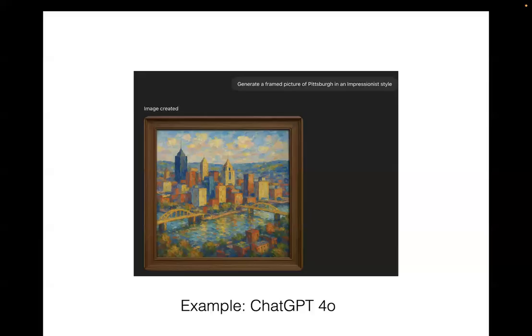Okay, so here's a now kind of outdated screenshot. This is from ChatGPT, GPT 4.0, which is the old version. But here the idea is, I said generate a framed picture of Pittsburgh in an impressionist style, and it was able to produce this picture. And of course, ChatGPT can produce text. So we're not necessarily going to go into the techniques that ChatGPT uses because we don't know exactly what they're using. But here's just showing you one use case for producing an image and also wanting to have a kind of conversation in text with the model.